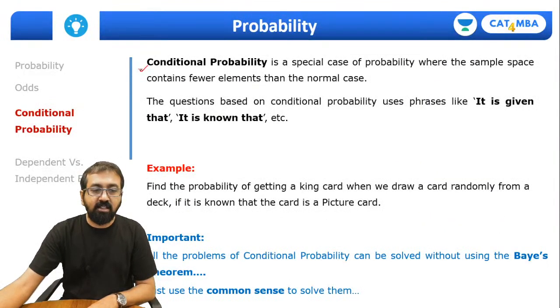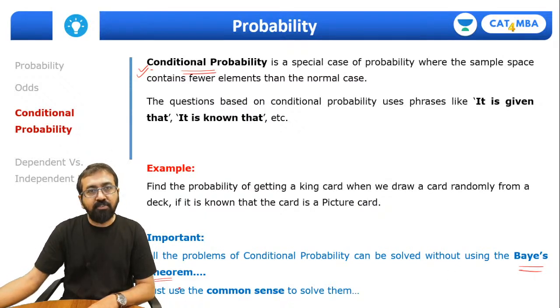Now let's understand this particular concept, conditional probability. In fact, there is one theorem related to this conditional probability called Bayes theorem. It's a very complicated theorem.